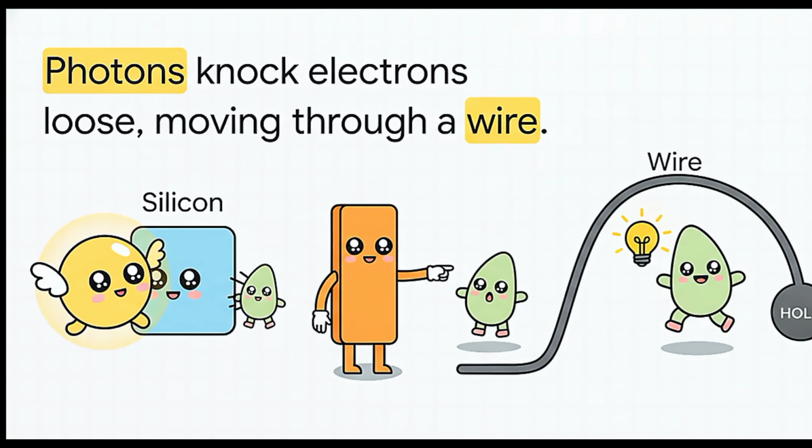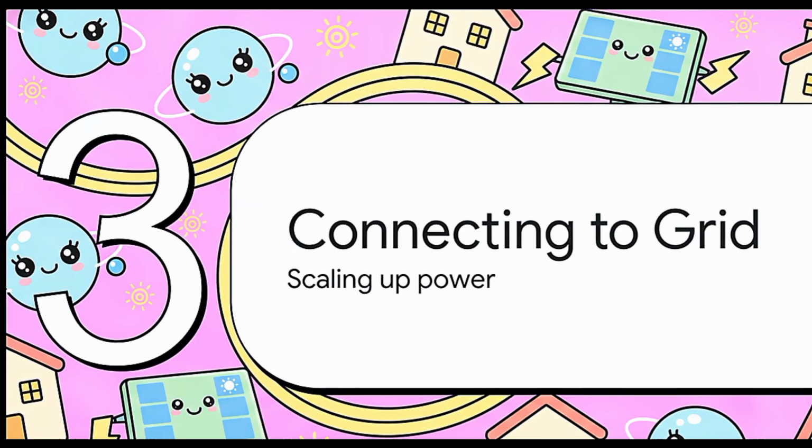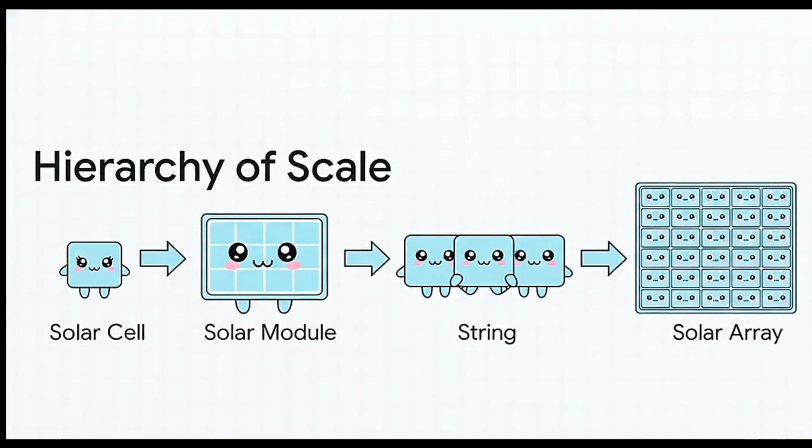That flow, that's electric current. That is how we get power. Okay, so we've cracked the quantum code. Let's look at section 3, connecting to the grid. How do we go from atomic movement to running an entire house?